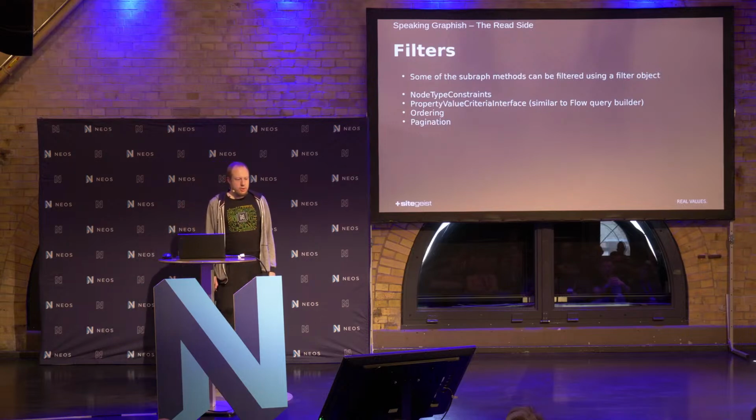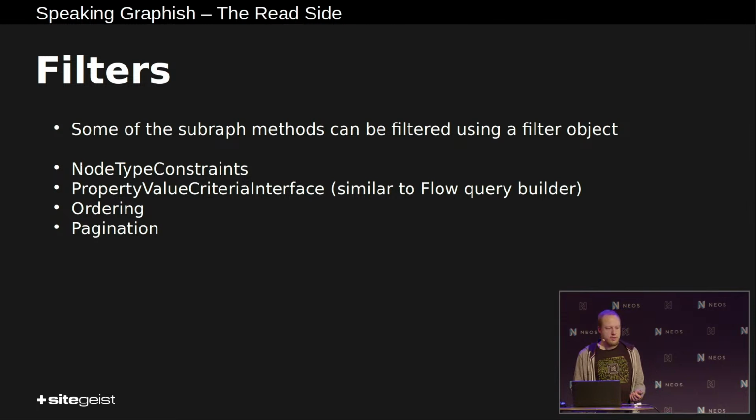So one parameter we have where it makes sense, actually. Some of the subgraph methods can be filtered. It's similar to what previously we did in memory in PHP using flow query. This can now be done on the database side. You can add node type constraints, for example, for fetching a subtree, all the children or descendants, everywhere where it makes sense. You can filter by node type. You can set certain property values. So, for example, give me all news articles with a title this and that. It's similar to the flow query builder, I guess. And you can also add ordering and pagination.